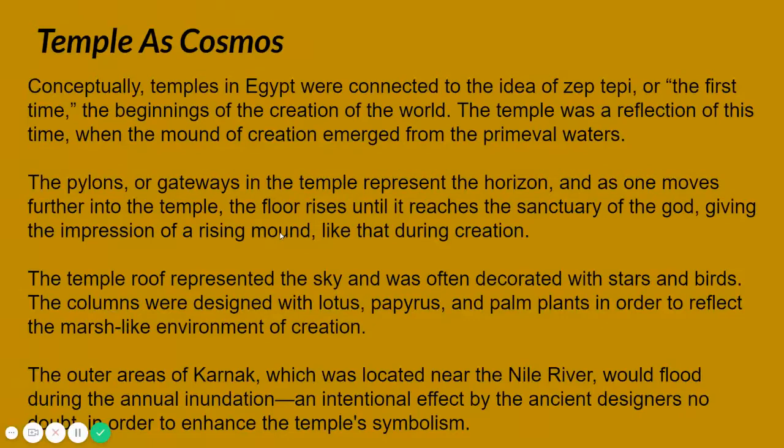I think what is super fascinating to remember contextually, because this is about understanding the symbolism of Egyptian culture and where the origin of some of their symbols come from, is that a lot of the temples were representative of the idea of the first time.